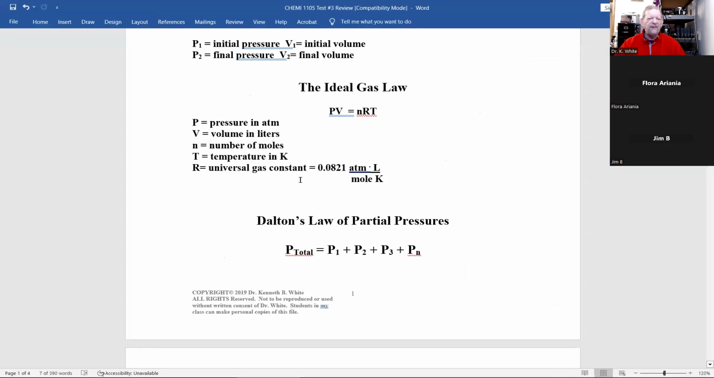And on important information, test number 3, like I said years ago, students who are taking this test would have to memorize this. This will be given to you. The ideal gas law, PV equal nRT. P is pressure in atmospheres. V, volume in liters. N is the number of moles. T in Kelvin, temperature. And here's the universal gas law constant, 0.0821 atmospheres liters per mole K.